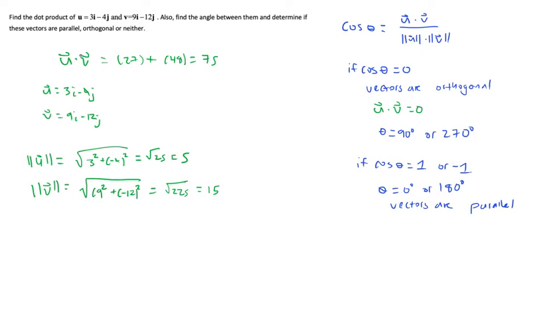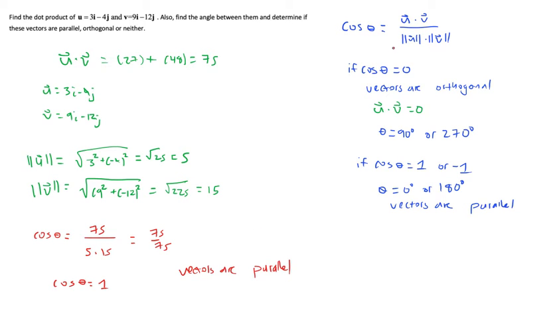Okay. So finally, let's plug this in, right? Okay, cosine of theta is going to equal the dot product, which is 75, divided by the magnitude of u, which is 5, times the magnitude of v, which is 15. Oh, notice what we get here. Right, 5 times 15 is 75, right? 75 over 75. So cosine of theta is equal to 1. So we can conclude then that the vectors are going to be parallel.